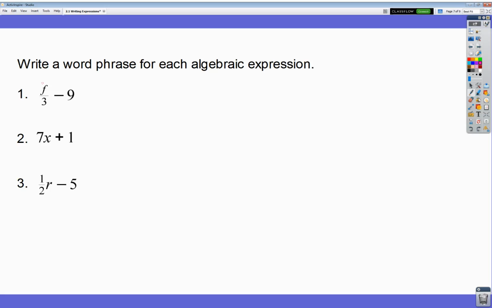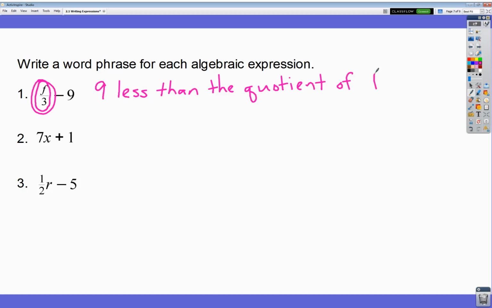Okay, number 1, the first thing I see that we have, I'm going to call it the quotient of f and 3, and then we're going to take away 9. So this is one of those problems where if I'm taking away 9, I could say this is 9 less than, and what is it 9 less than? It's 9 less than the quotient of f and 3. I could also say that this is the quotient of f and 3 minus 9. That would be acceptable. Some people might say f divided by 3 minus 9, and that would also be acceptable.